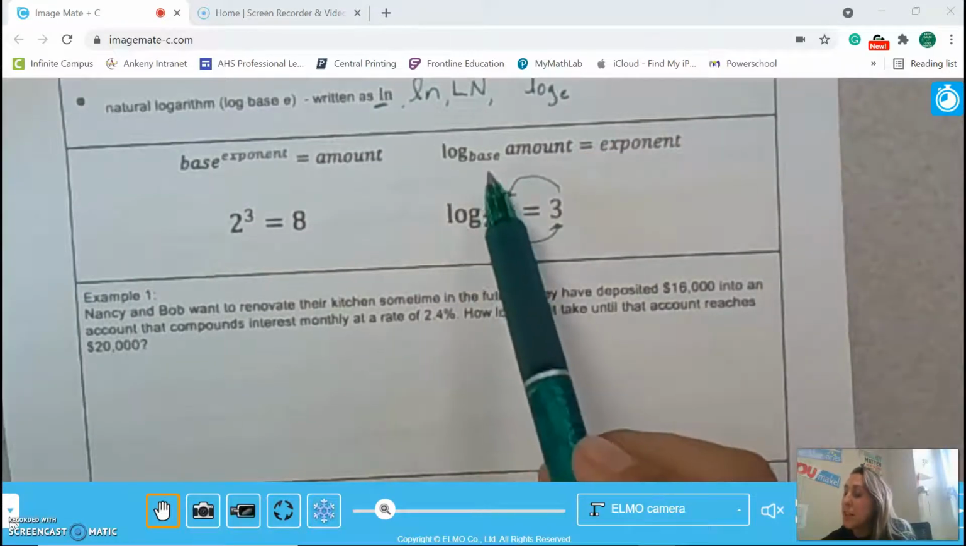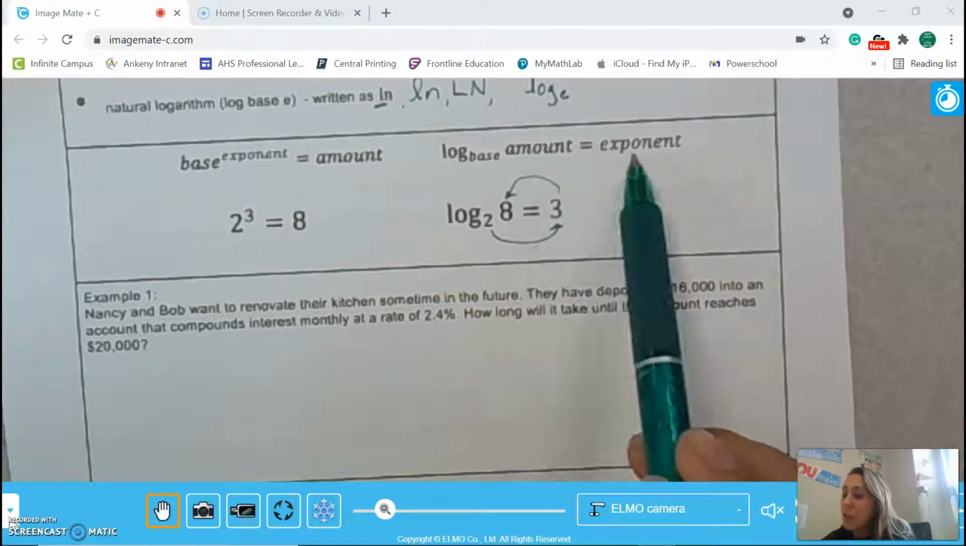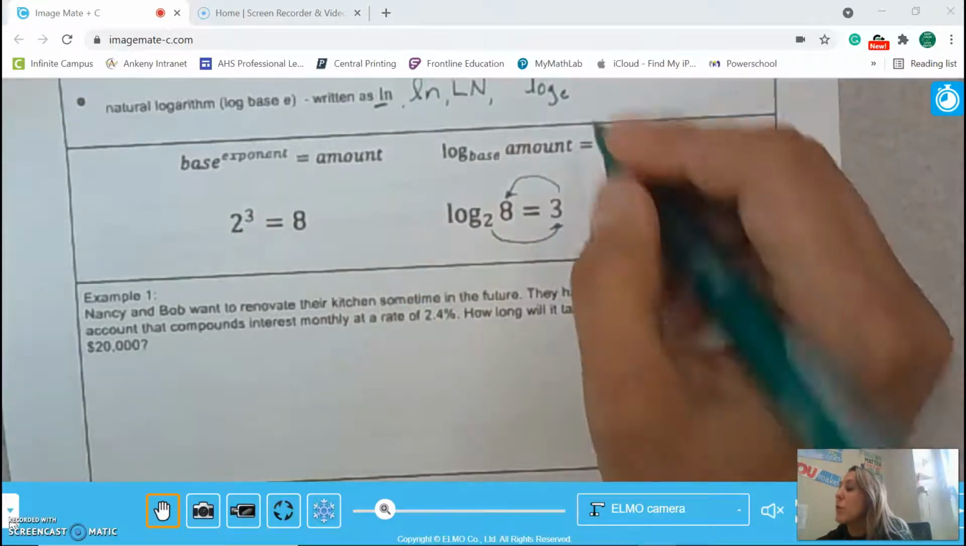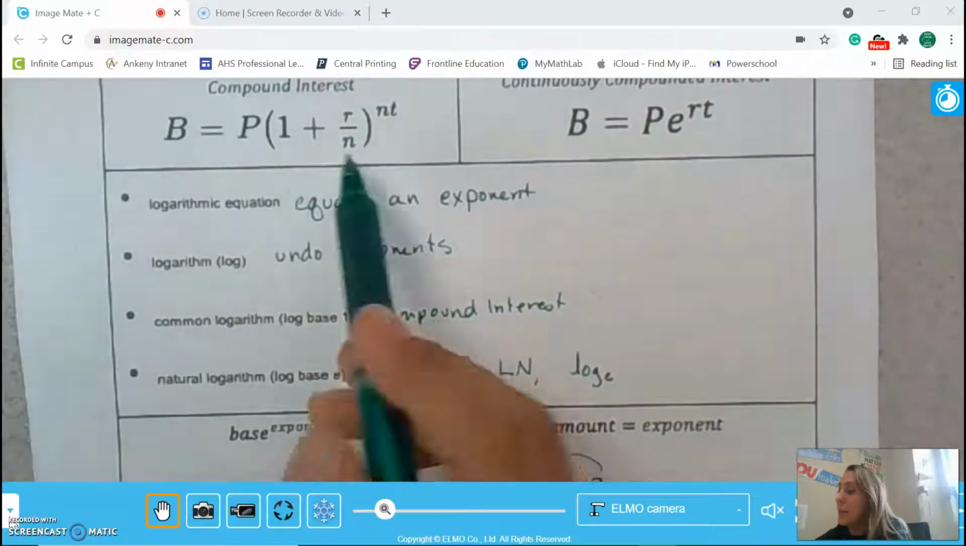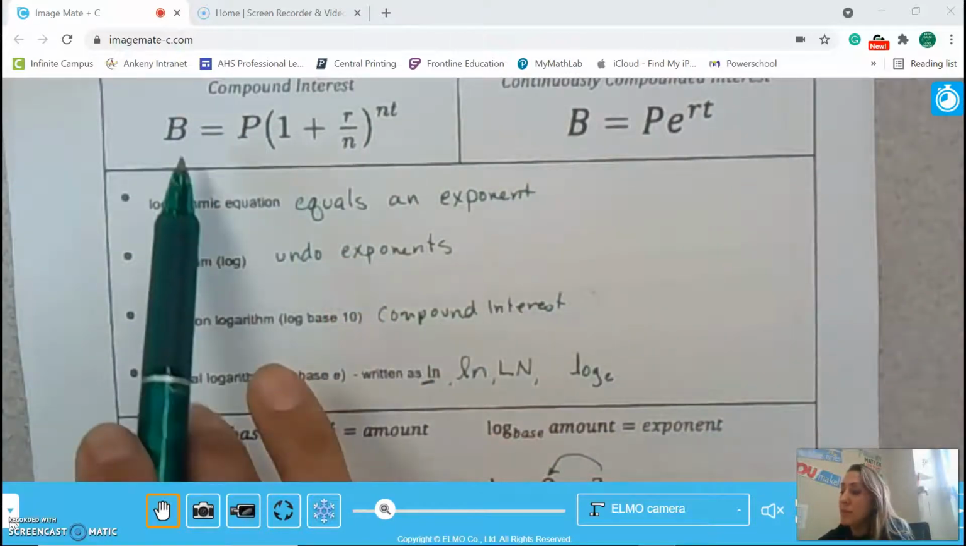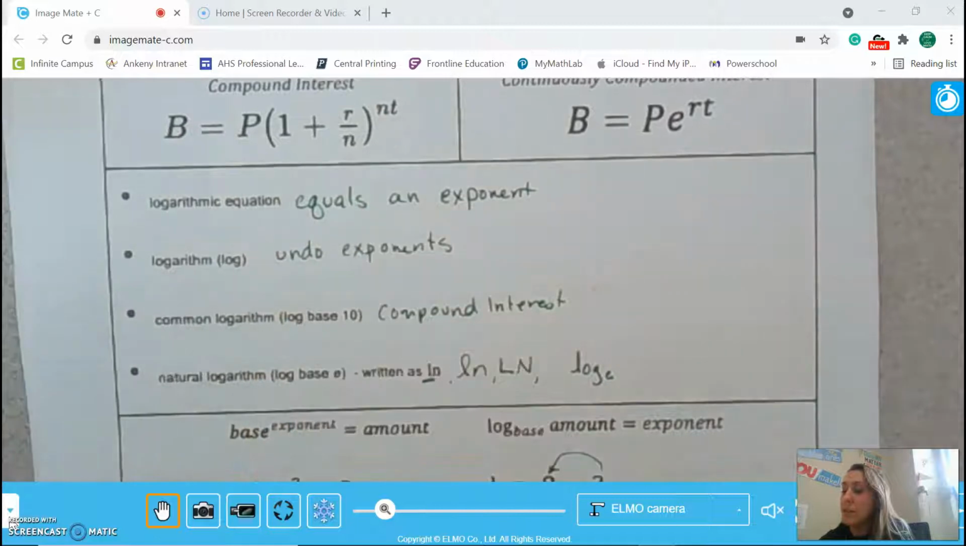So we've got a logarithm equation always equals an exponent. So what we want to do is we always want to get our form to be one number equal to another number raised to a power.